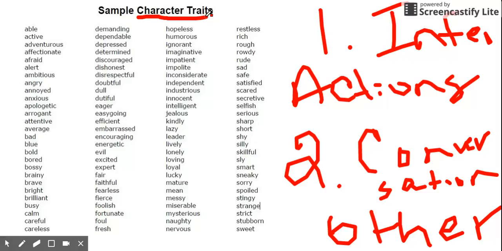Okay? So again, we're looking at character traits. These are some sample character traits. Authors reveal characters in two main ways. One is through the actions of the character, the direct actions that you're seeing, and two is conversations that other characters have about the main character. So all these things work together to create characters. And I think that's it.